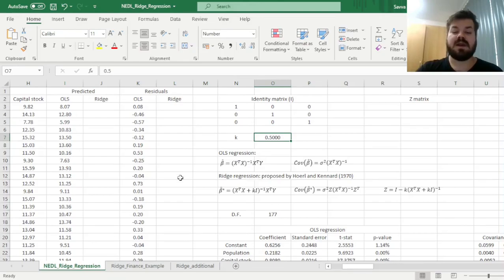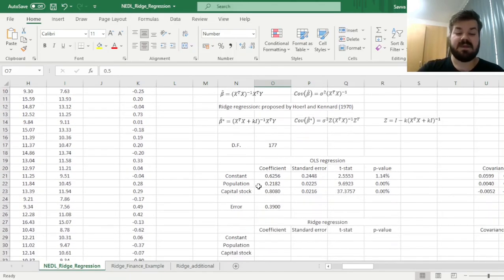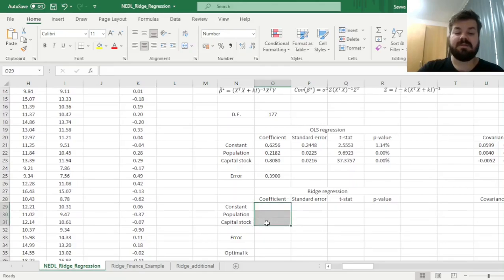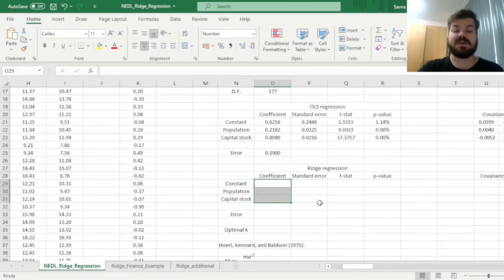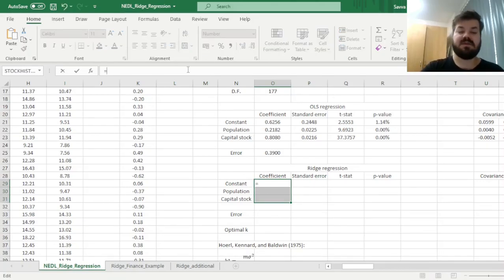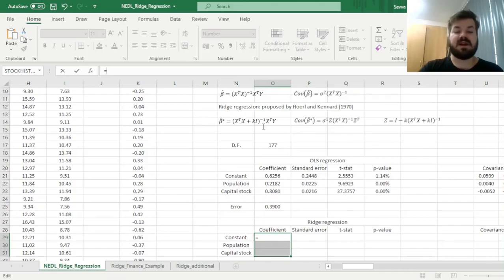Then, we already can calculate the estimator for the regression parameters based on this value of k, so let's do that. Over here, we'll calculate the coefficients for the ridge regression using this technique over here, and we'll be able to compare them with the OLS result straight away. So we select the array where our coefficients would appear, and we start inputting the formula that's described mathematically over here and start translating it into the language of Excel.